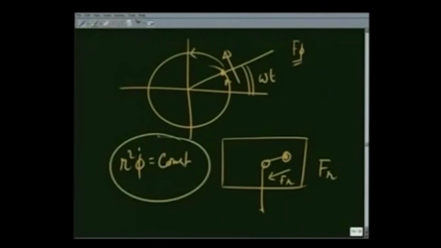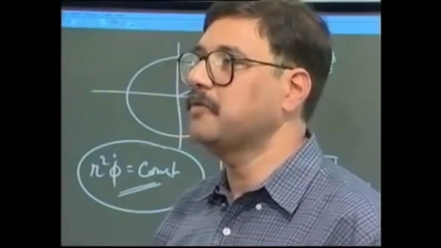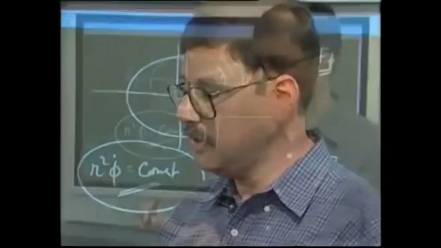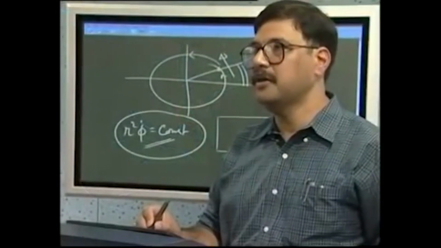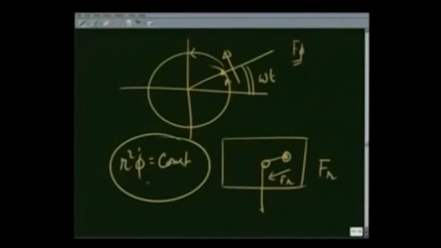In this case, I also got r squared φ-dot to be a constant, and you would recall from your previous courses in 12th grade that this is nothing but a statement of conservation of angular momentum. In this case, the force is radial and therefore the conservation of angular momentum takes place.